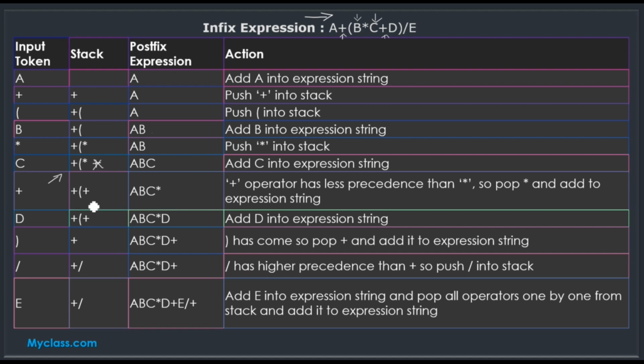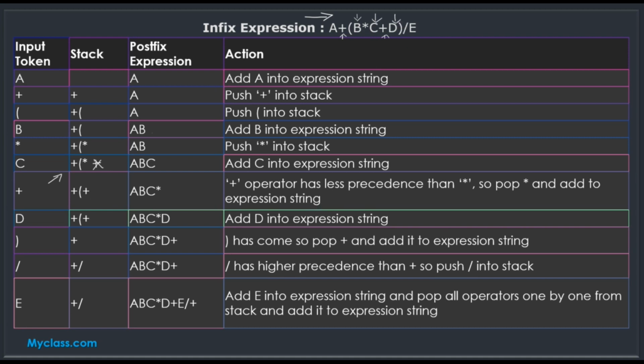Then we are adding addition to this stack. This operation will continue until we reach a topmost element that is a lower precedence operator. So after popping the star, the opening bracket came. So at that time we are pushing this addition into the stack. Plus operator has less precedence than star, so pop star and add to the expression string.